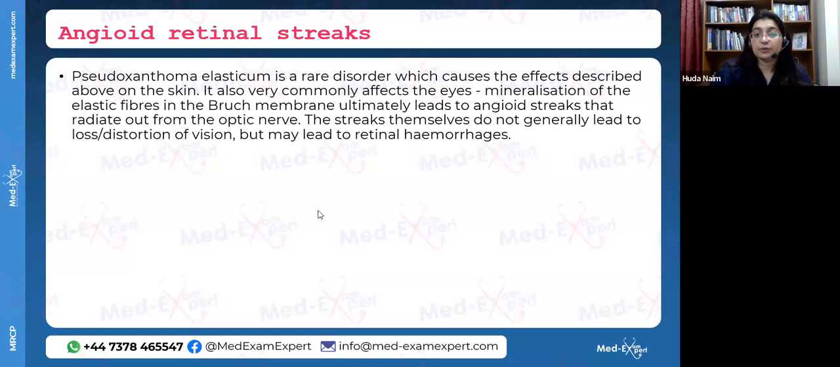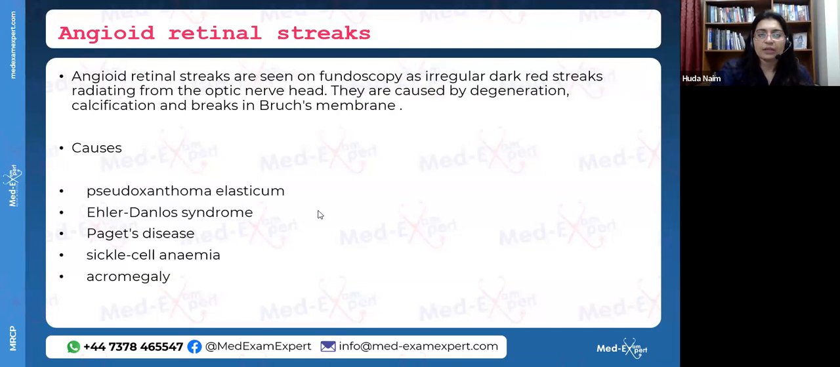It's basically the mineralization of the elastic fibers in the Bruch membrane. So that leads to angioid streaks. So what are different diseases where you would see angioid streaks? So they're seen in pseudoxanthoma elasticum. You would be seeing them in Ehlers-Danlos, Paget's disease, sickle cell, acromegaly. All of these are conditions where you would be seeing angioid retinal streaks.